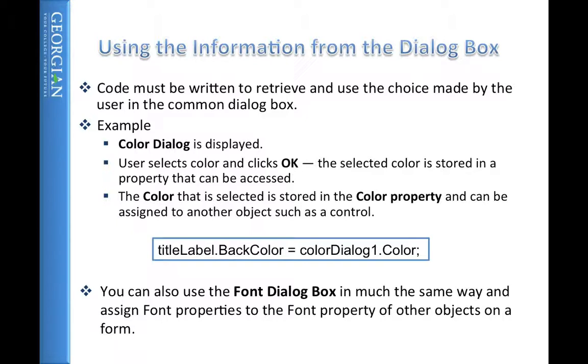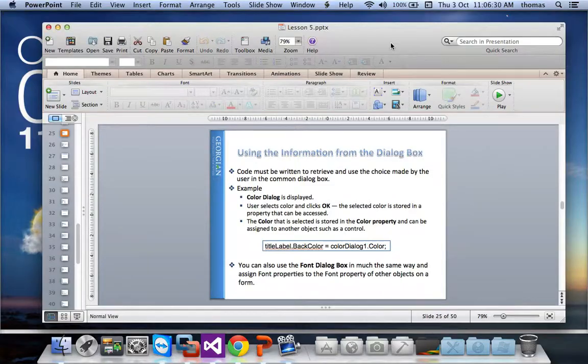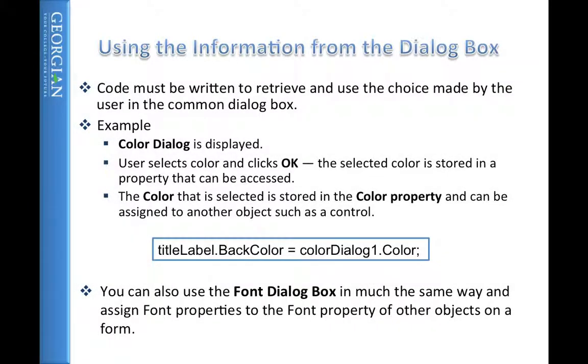So, okay, I've created my dialog box, and I've got a component like color dialog, and I want to change my color or my font. I made a selection, but how do I programmatically, from a code perspective, take the information and change it? Okay, so let's go back to, I made a mistake there. Let's go back to Visual Studio.